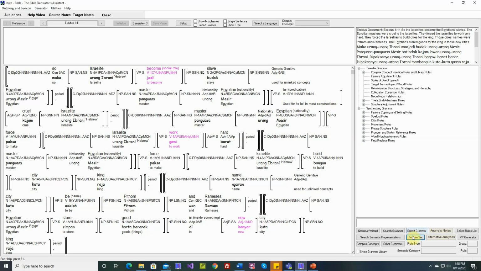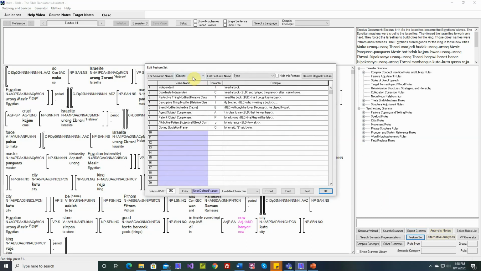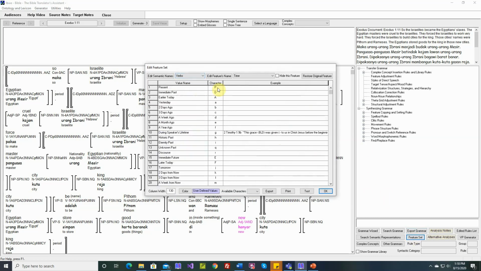This video will describe the features associated with verbs. So we come here, we select verbs. Here are the features that we use in the semantic representations for verbs. The first value is time, and we have a value for present.